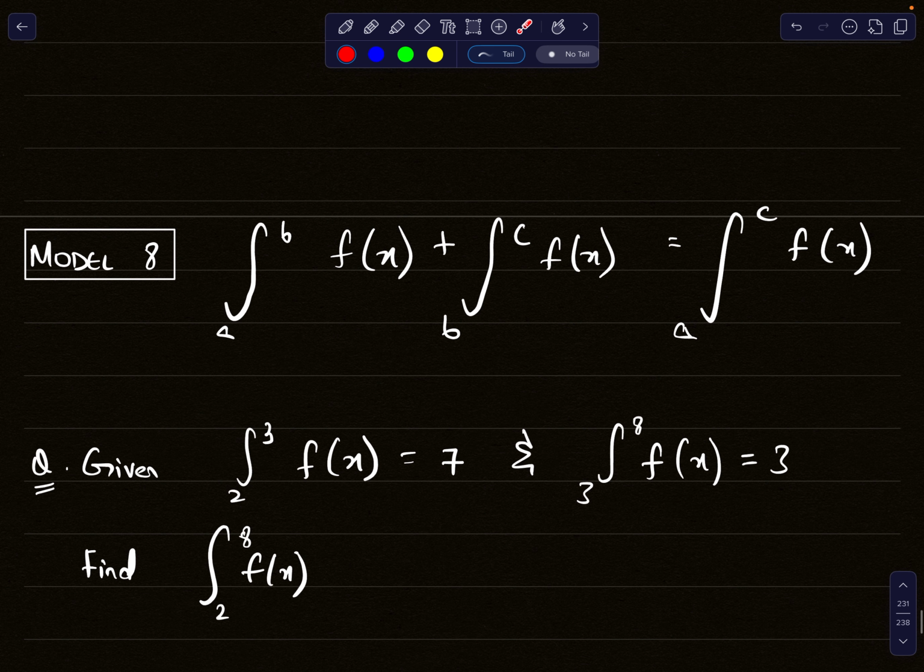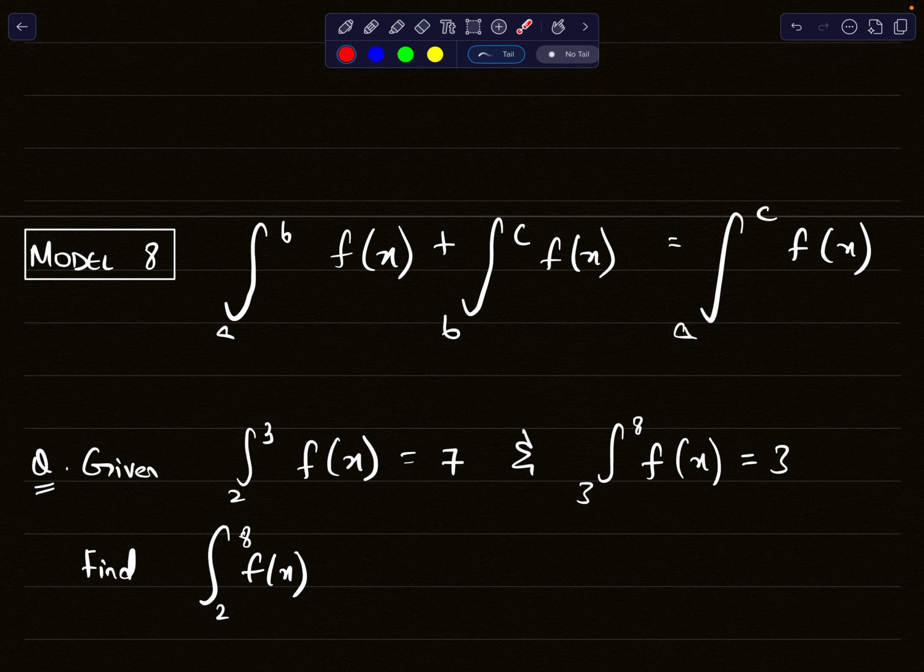Then, model 8 states that if we have something like this, notice that the upper limit of this is the same as the lower limit of this. That means that imagine we merge these, or rather ignore these, and adding these, if there's an addition sign in between, means that the answer would be AC. I know this sounds confusing, but I'll repeat.